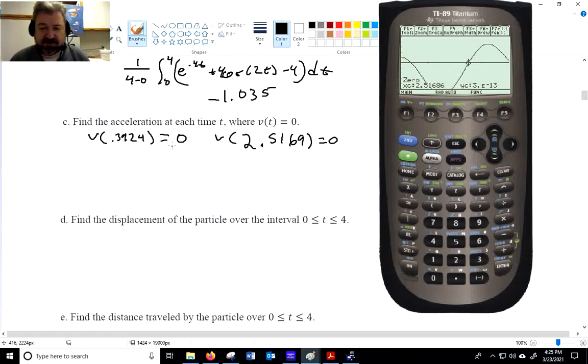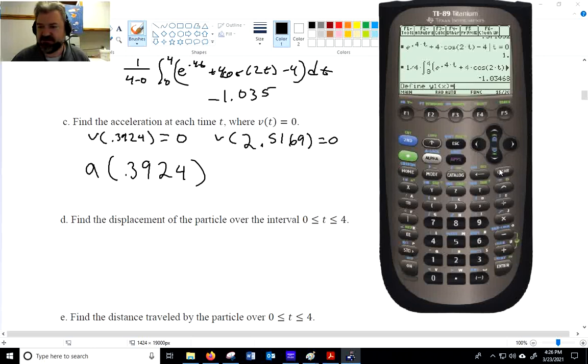We're supposed to find the acceleration, though. So now we need to find the acceleration at each one of these 2 points. So I'll need to use my derivative, and there's a couple different ways I could do that. I could say second derivative, and you can actually type y1 of x, then comma x, since I already have the equation in my y1 of my graph menu. Then you say such that x equals 0.3924. If you don't want to do that, you could type in the equation and put comma t such that t equals whatever you want.